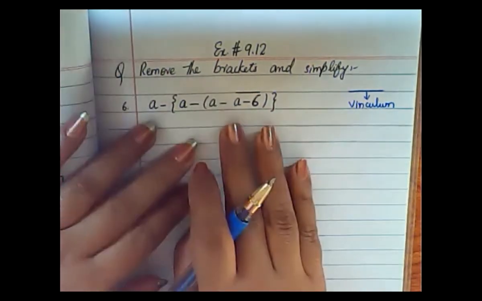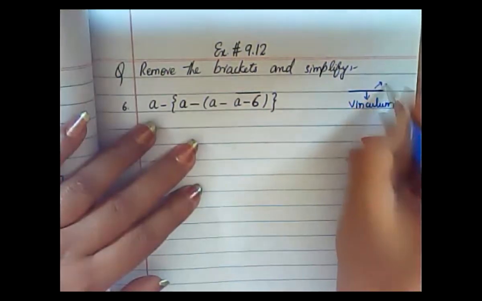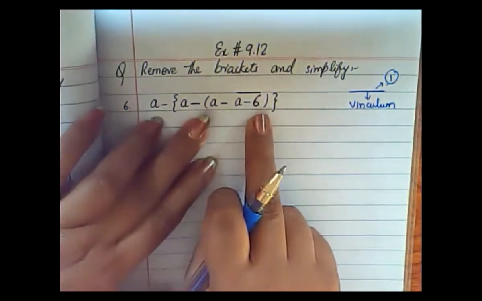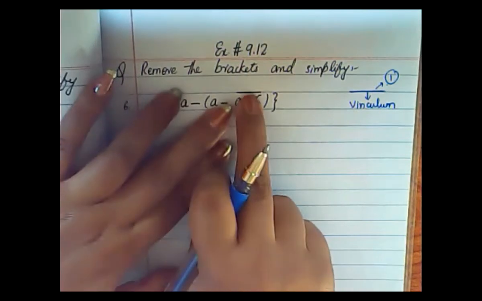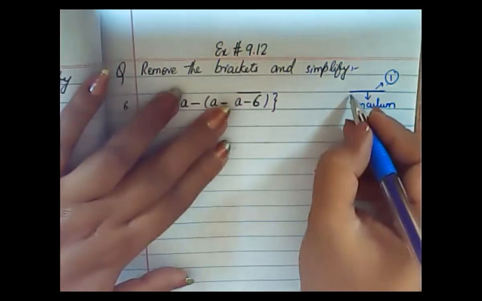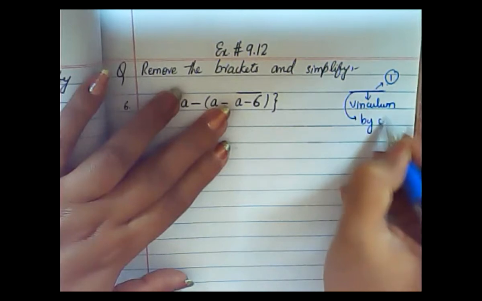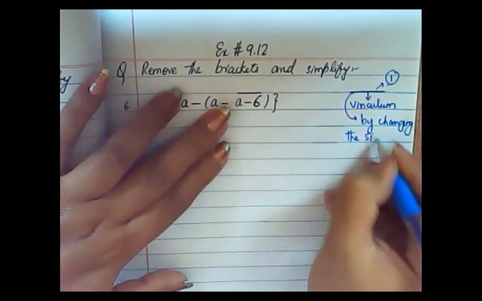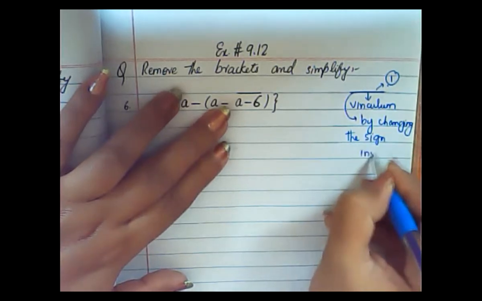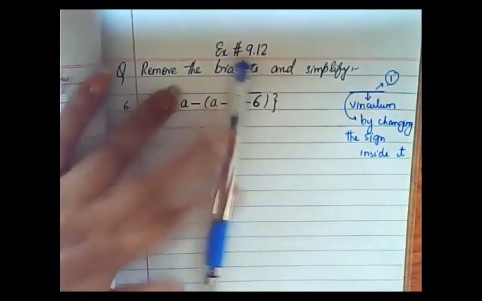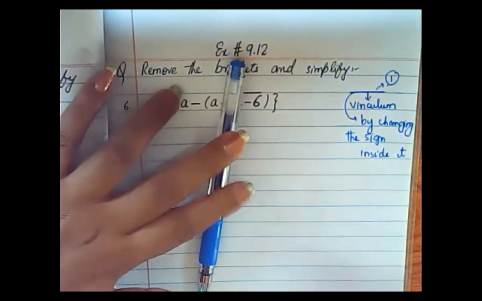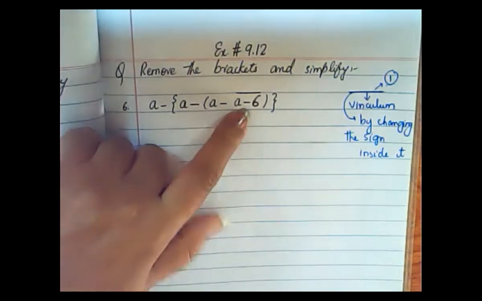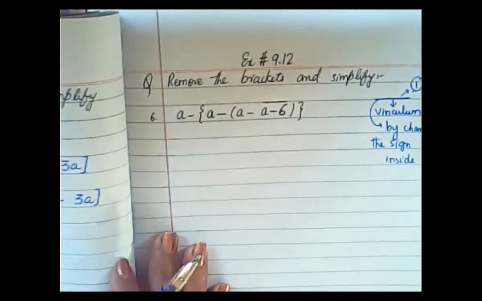So if you are going to remove the bracket, first you will solve this vinculum. This is the first one which you are going to solve before solving the round brackets. Before solving the round brackets, you will remove this vinculum. Okay, how will you remove this vinculum? By changing the sign inside it. Just suppose inside this vinculum you have minus sign. So instead of minus you will write plus.